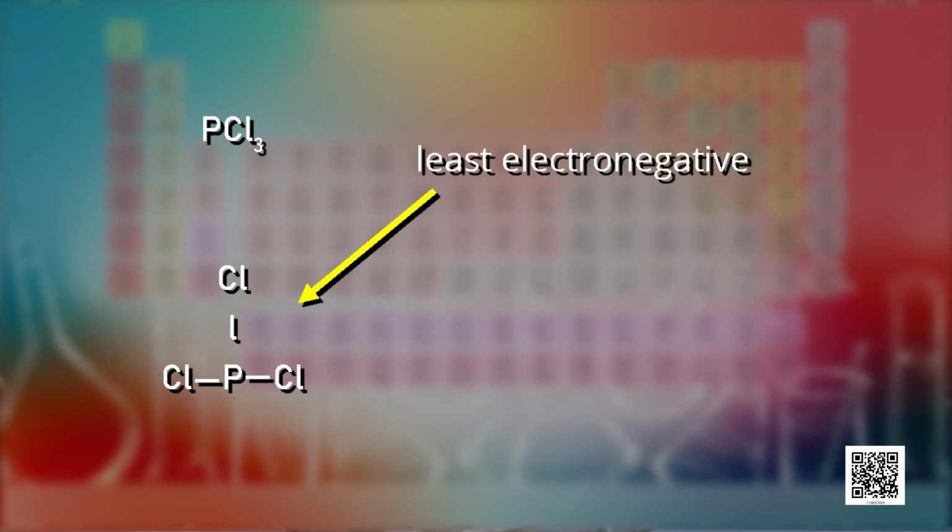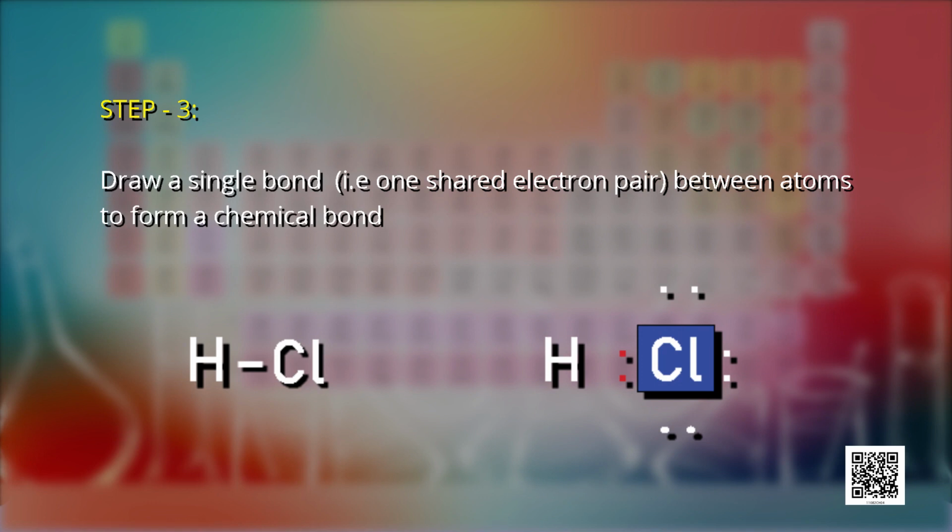Yes. Now, moving ahead, step 3 is to draw a single bond. You know what single bond means? One shared electron pair between atoms to form a chemical bond. As you can see on screen, there is a single bond drawn between H and Cl, and on the side there is another HCl molecule where you can see 2 dots. This means 2 electrons have been utilized here for forming one bond. Okay, going ahead, we have step 4.